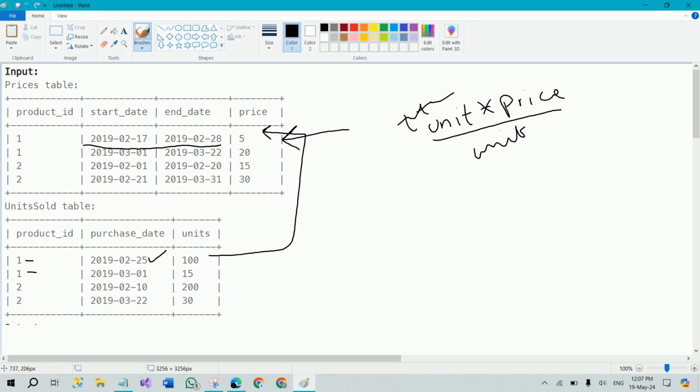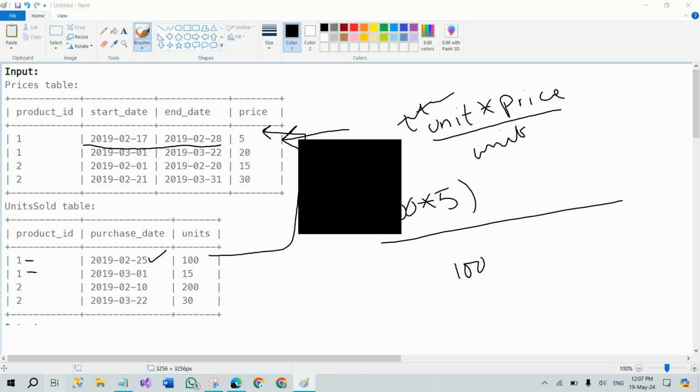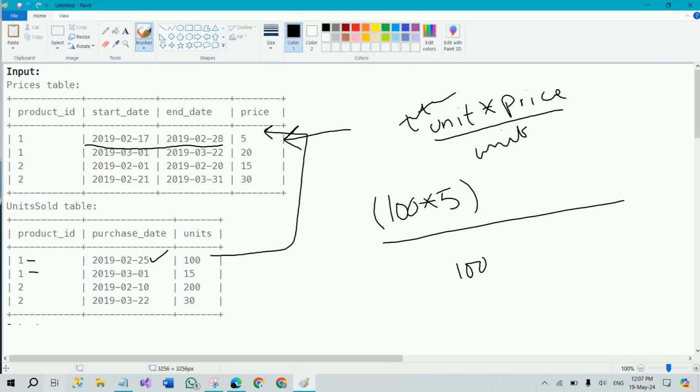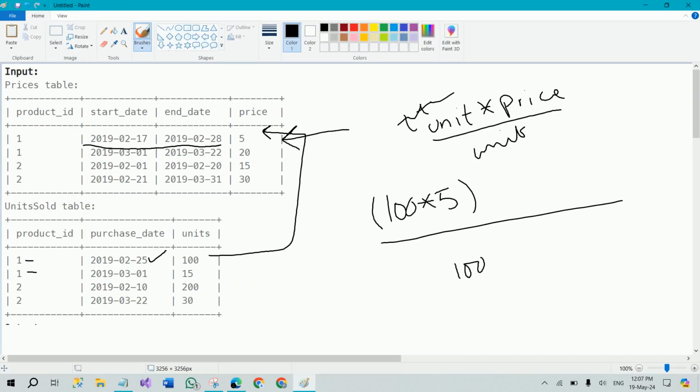So for these 100 units, the price per product with ID 1 is going to be 5. So for 100 units, we have to multiply it with 5 and 100. Then we have another price for product 1, that is 20, and it is valid between 1st March to 22 March.